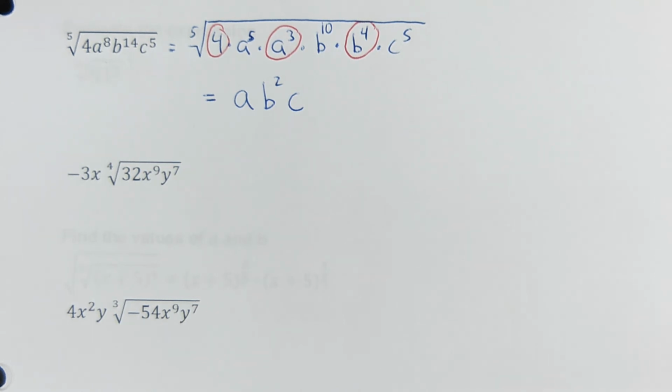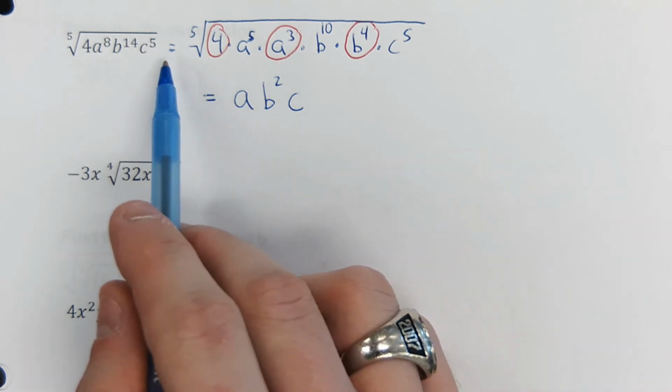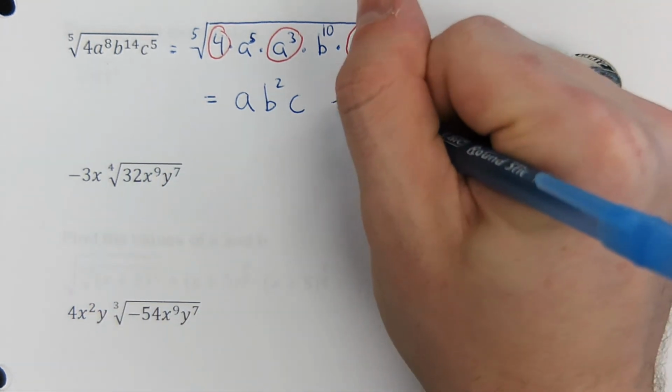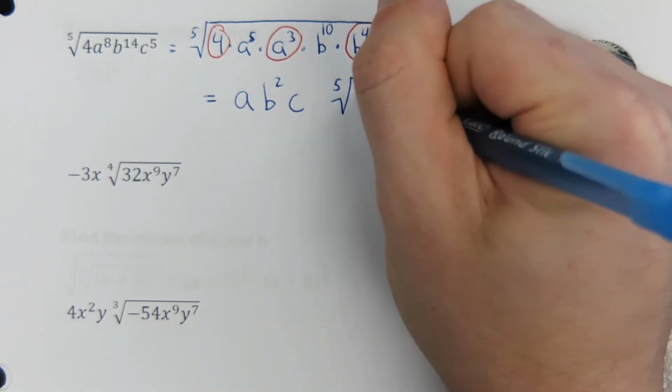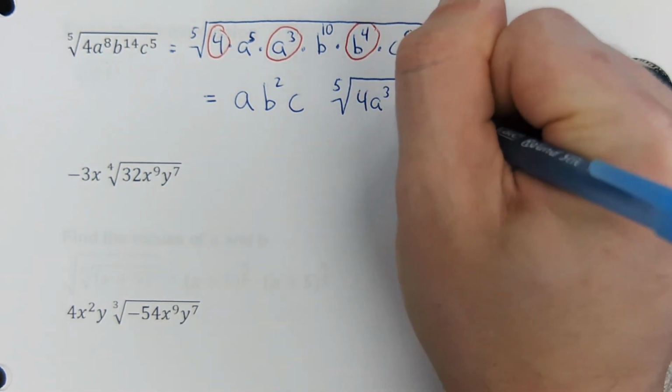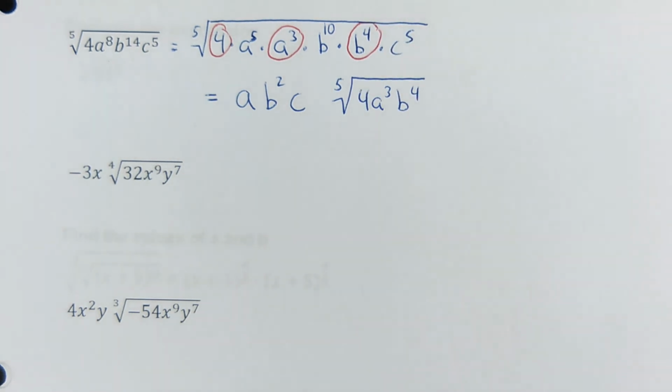Now you could write it. It's not wrong. It just won't be typed on my test. The 5th root still exists because it had red circles in it, and the 3 things in red circles are going to still be in there. 4, A to the 3rd, B to the 4th, and you're finished. And that's it. That's as far as it simplifies.